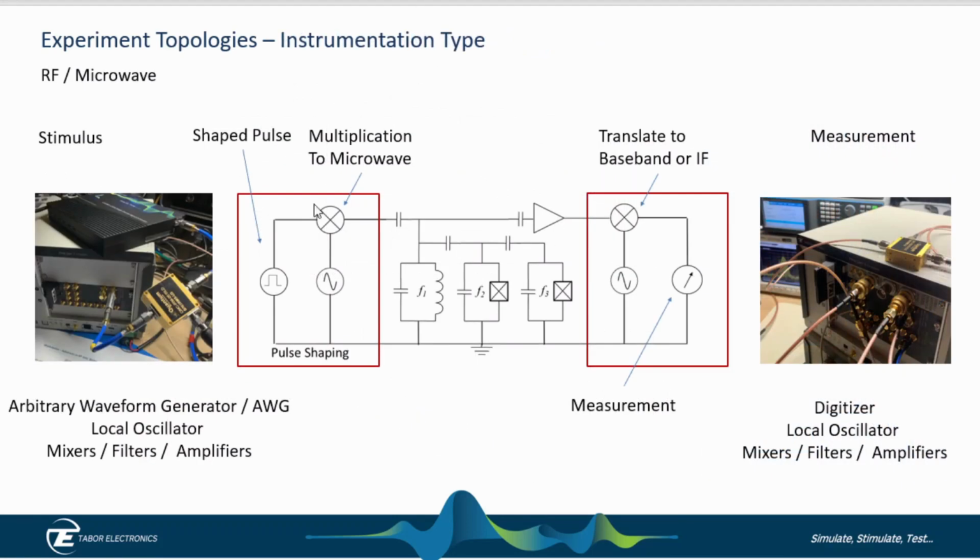So you can see here that we've got the stimulus, which is going to be an arbitrary waveform generator, or an AWG, that creates our shaped pulse that we can see here. And we have to convert it to some microwave frequency using a mixer or an IQ mixer. I've got a quantum microwave mixer here.